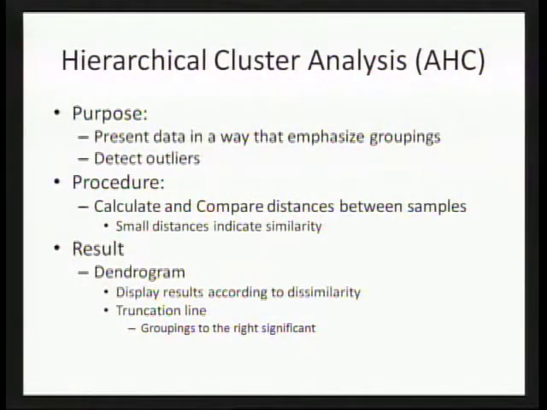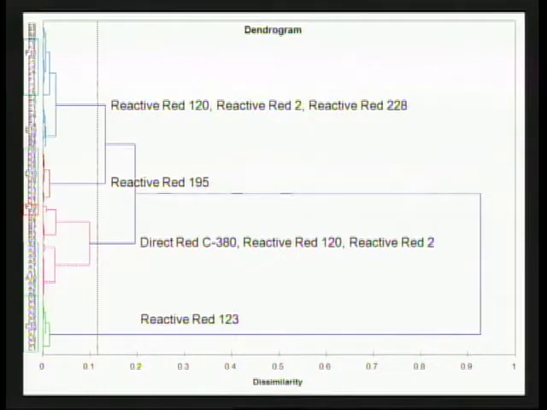For this, the result is a dendrogram, which is kind of like a tree diagram. You also will see a vertical dotted line, which is the truncation line. This is determined by when they're grouped together, these distances, when there's a huge gap between these groupings, that's where the truncation line is going to be, and that's how it tells you how many major groupings you're going to have. So for our 6 dyes, we had 4 major groupings.